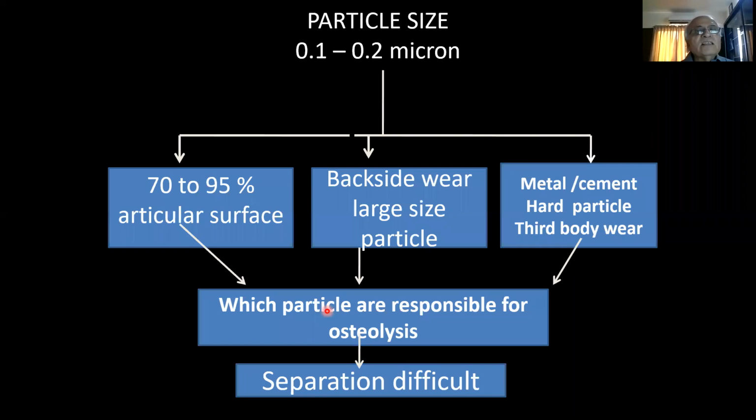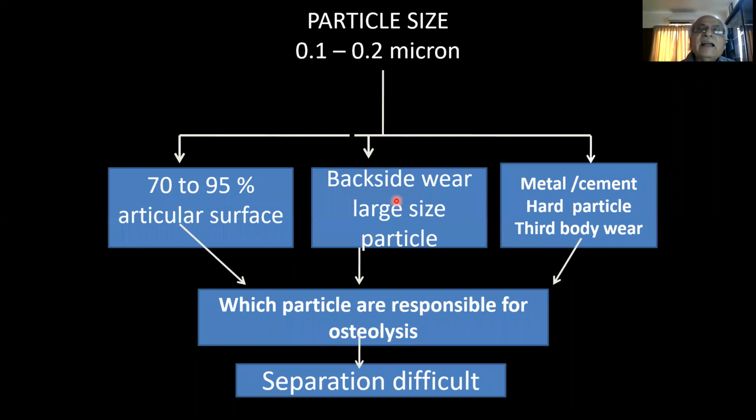The first source is the articular surface. That is between the inner part of the poly and the femoral head, whether it is ceramic, metal, or whatever it is. The articular surface wear corresponds to almost 70 to 95%.